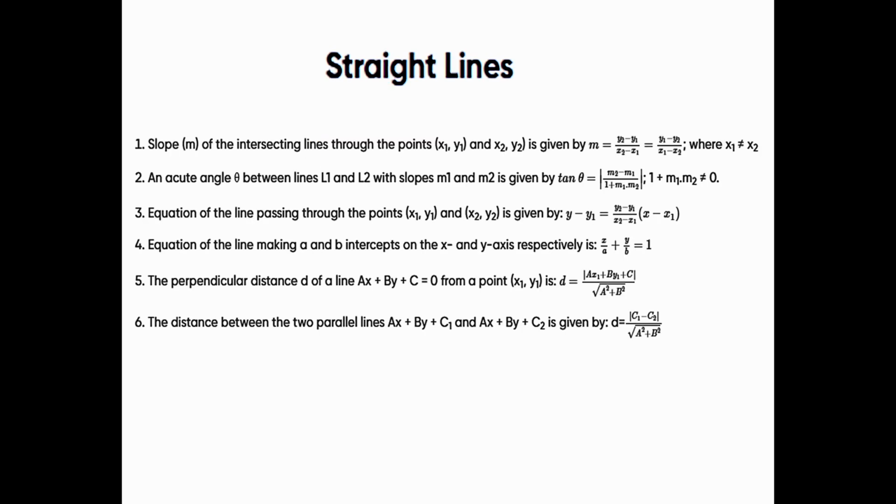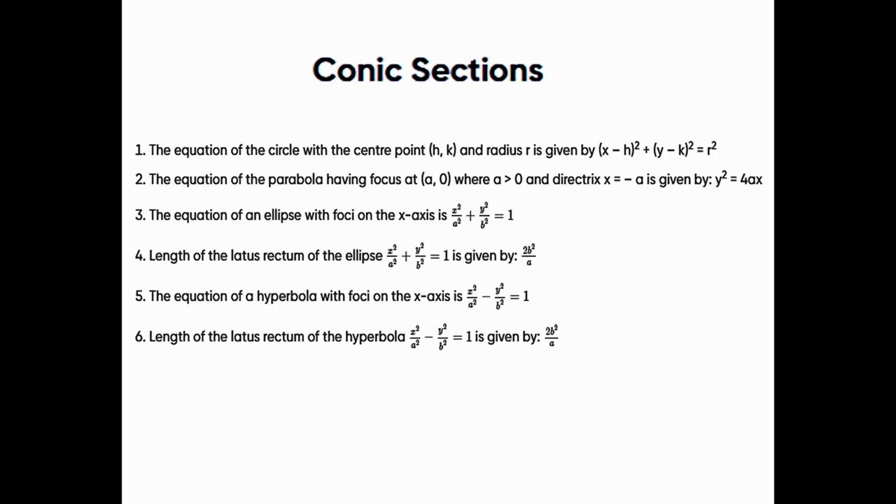The next chapter is straight lines. Here we have some formulas in the chapter of straight lines. Have a look at it. Next chapter is conic sections. A circle is a geometrical figure where all the points in a plane are located equidistant from a fixed point on a given plane. Here we have some formulas for conic sections. So just have a look at it.